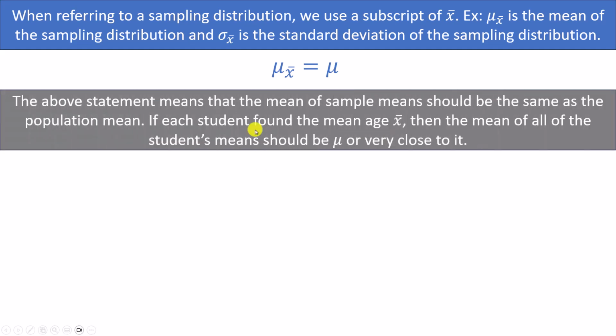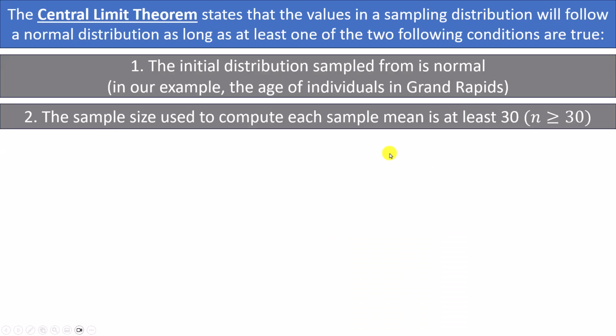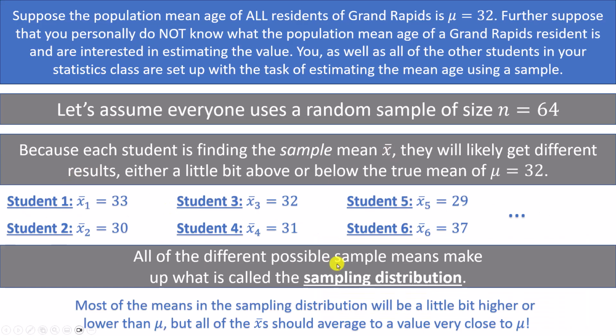The above statement means that the mean of sample means should be the same as the population mean, which is actually a statement that I made earlier. If each student found the mean age, x bar, then the mean of all of those means should be the same as the population mean or very close to it. I think an easier way to explain this is just to go back to this slide. Basically, all this is saying is if a whole bunch of individuals found a sample mean and we found the mean of all of those sample means, we would expect that to be 32 or very close to 32. That's really all this is saying.